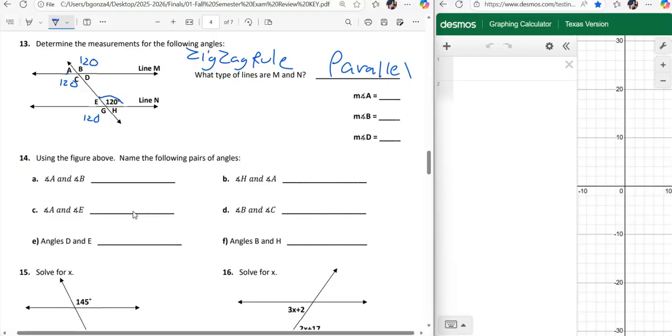And then the other 4, we subtract that from 180. We find the supplement because they're supplementary. So 60 will have to be here, here, here, here. E and H are also 60 because they're acute and they're in a zigzag. So A is 60, B is 120, and D is 60.